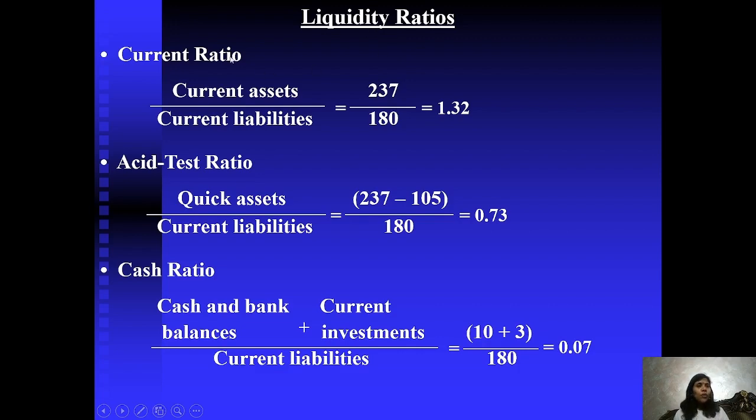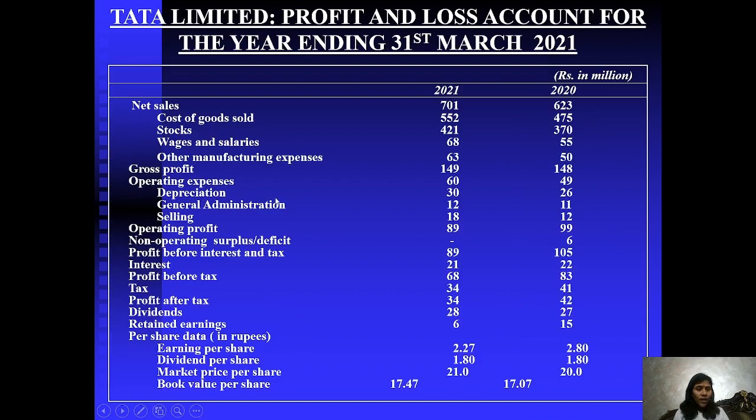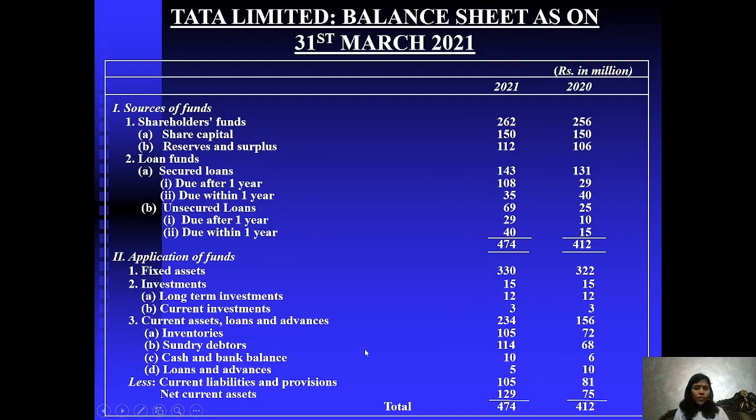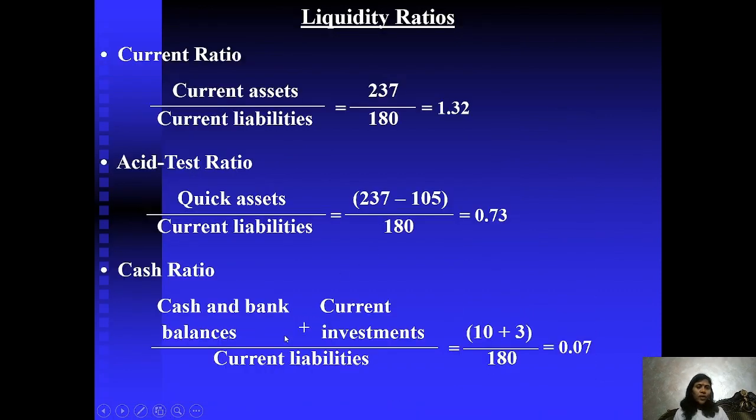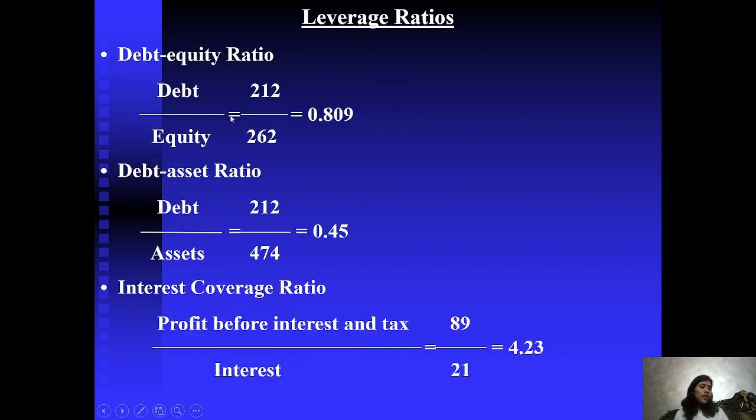So liquidity ratio, so current ratio is current assets by current liabilities. You have to calculate what your current assets are, and based on that you have to calculate. Okay, then the acid test ratio or liquidity ratio is quick assets by current liabilities. Then cash ratio is cash and bank balance and investments by current liabilities. Then leverage ratios are there: debt equity ratio, debt asset ratio. So you download this and solve one by one.